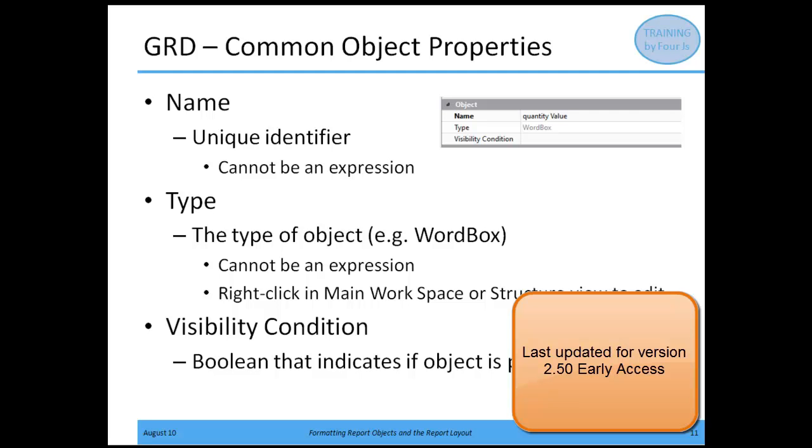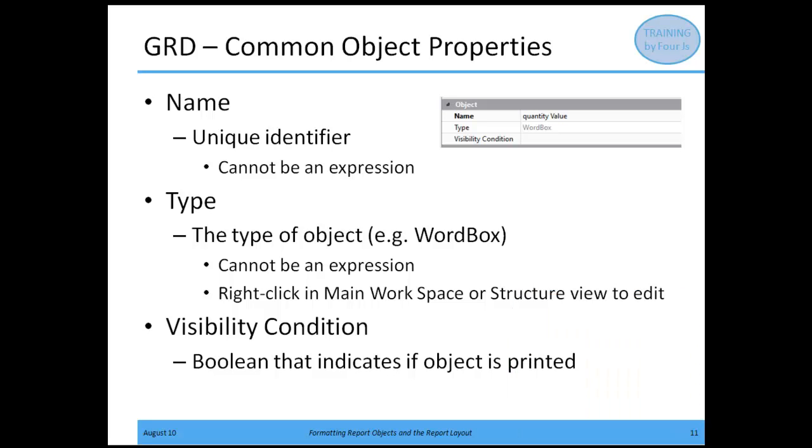Underneath the name is the type. The type tells us the type of object, for example, a word box or a decimal box or a layout node. Again, it cannot be an expression, and you can right-click on the object in the main workspace or in the structure view if you want to edit it without going to the properties panel.